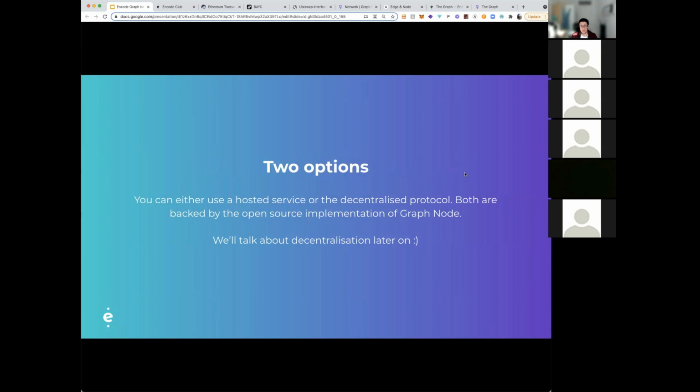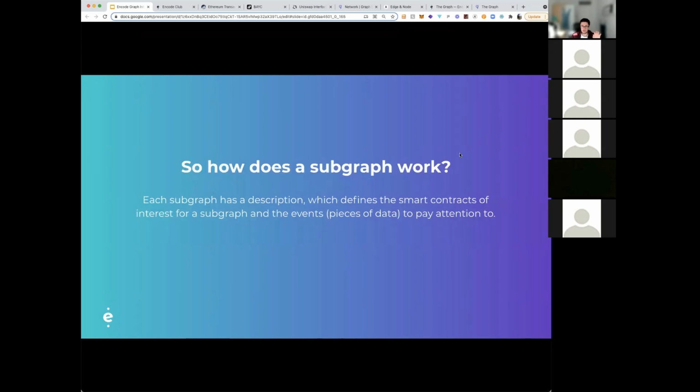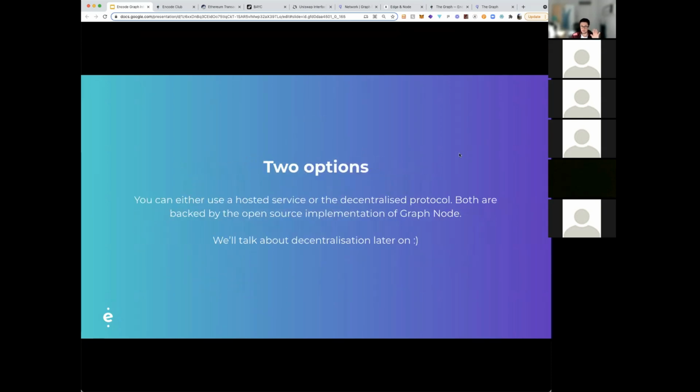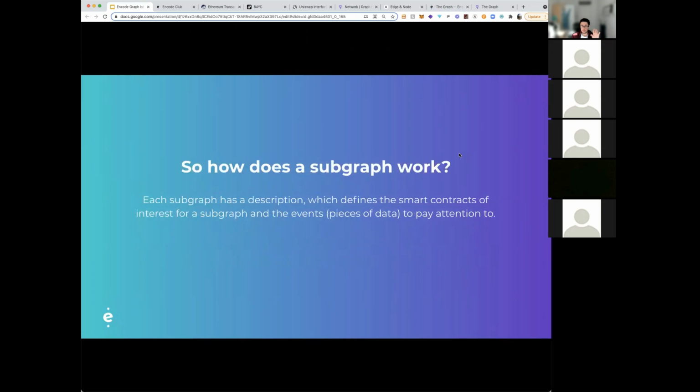So you can obviously use a hosted service for this, and we'll talk about why you don't want to. This kind of goes down to a methodological point. We'll call it that. But in general, they're both implementations of the graph node, which again, we don't really have to know too much about for now. But in general, how does a subgraph work?